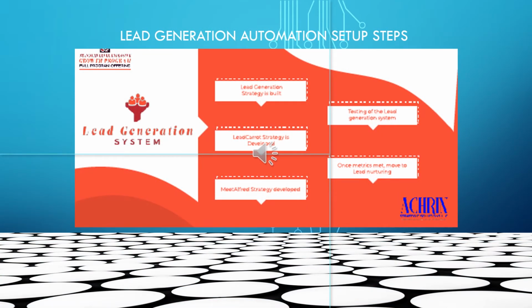Lead generation automation setup steps. The first area of opportunity is the lead generation strategy is built. From there, lead carrot strategy is then developed, and then the Meet Alfred strategy is developed. After that point, we then test the lead generation system for a period of approximately 7 days, and then once the metrics prove true, we then close that out and move on to lead nurturing.